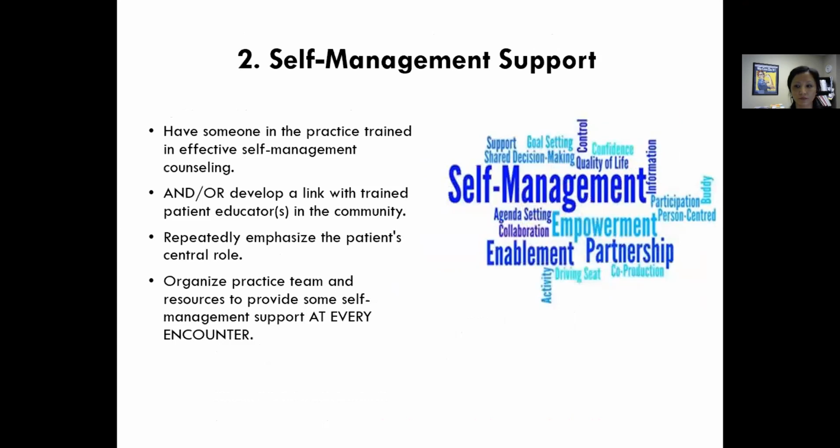So you want to make sure that you have someone in the practice that is trained in effective self-management support or someone linked to the community. You continually emphasize the patient's central role in their care, and you try to deliver some level of self-management support to those people that need it in the practice. And we could go into a long discussion about who gets self-management support and who doesn't, but that's for another time.